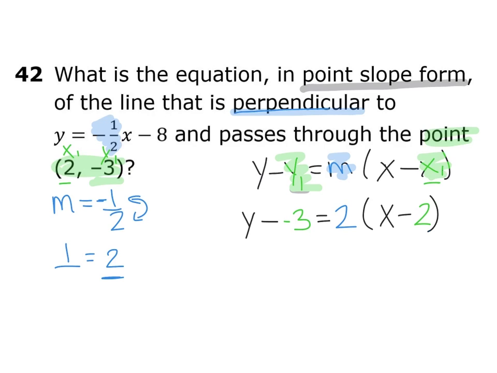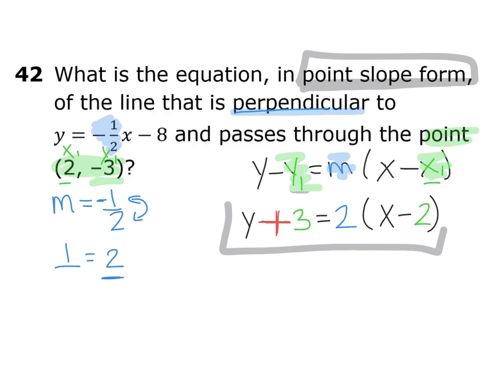Now this is correct, but I want to go back because we have a minus negative. That does change to a plus. And then this is our final answer because we were asked to write it in point slope form. This is point slope form. Once again, you will have access to a formula chart.